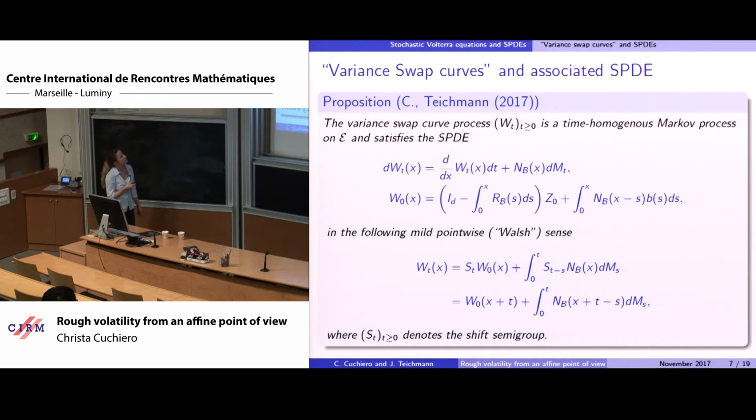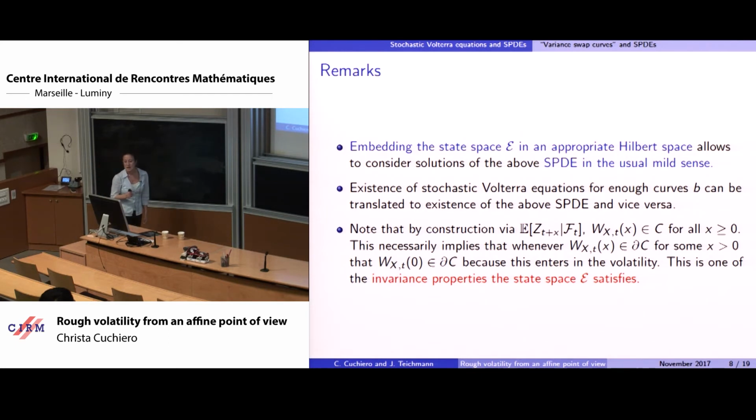And in fact, this process WT is a mild solution to this SPDE in the sense that here we have to apply the shift semigroup and evaluate it in the points. Then we get this expression, and one can easily show that these variance swaps that we defined solve this equation of this form, and therefore are a solution in the mild sense of this SPDE. Okay, so this is one property of these variance swap curves.